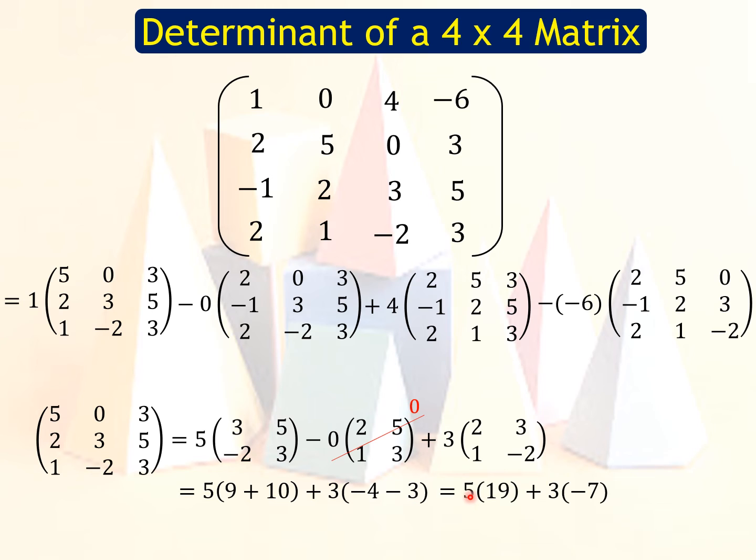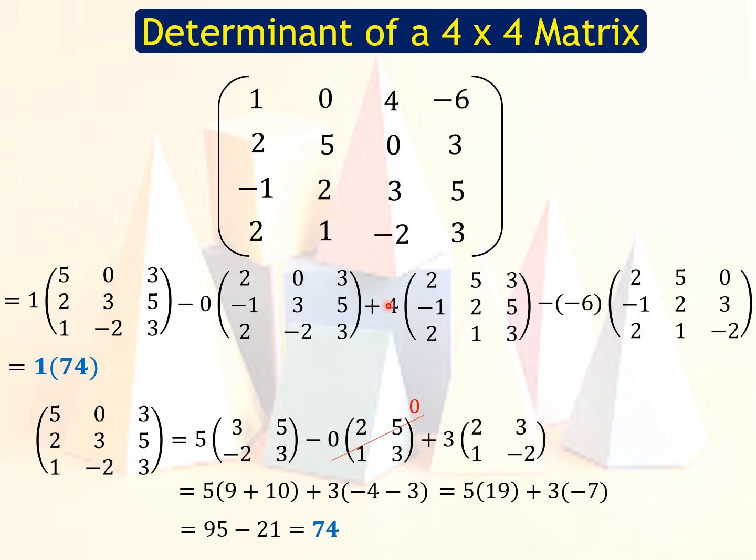Simplifying further, we have 5 times 19 plus 3 times negative 7. Then 5 times 19 is equal to 95, and 3 times negative 7 is minus 21. So 95 minus 21 is equal to 74. So we are going to place it in here. So it will be equal to 1 times 74.